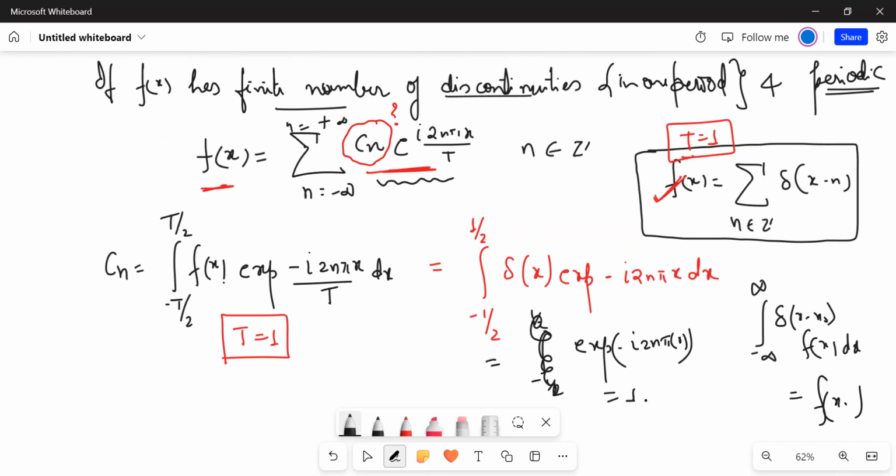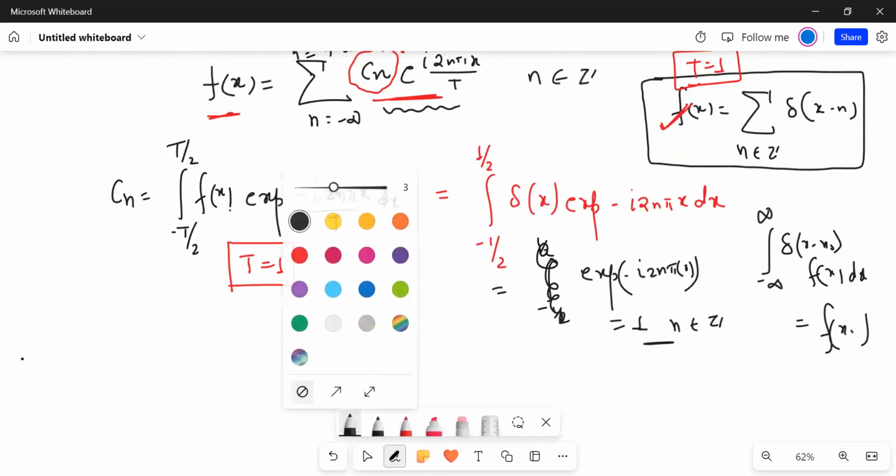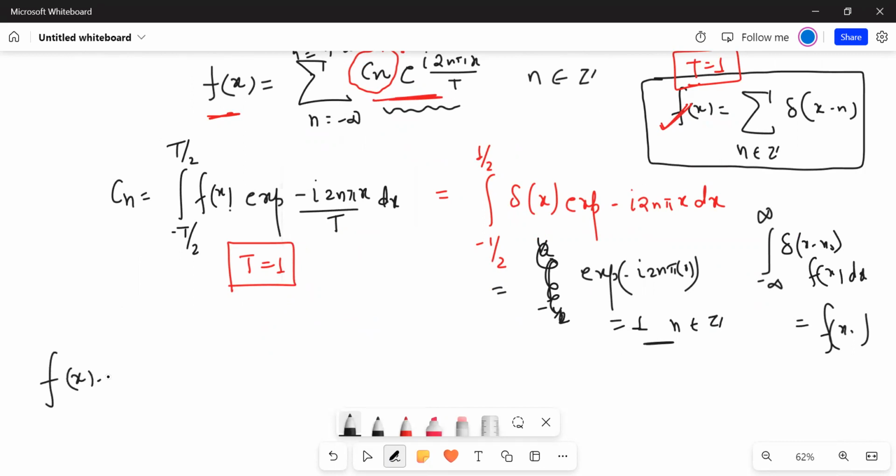So basically, it will be equal to 1. So here all the Cn's for all n belonging to Z will come out as 1 only. In other words, now if you want to write your function f of x, this is equal to the sum from n equals minus infinity to n equals plus infinity, Cn is equal to 1, and here you have this exponential of iota 2n pi x, and then t is not there, so forget about it.